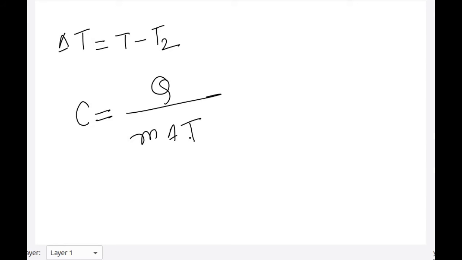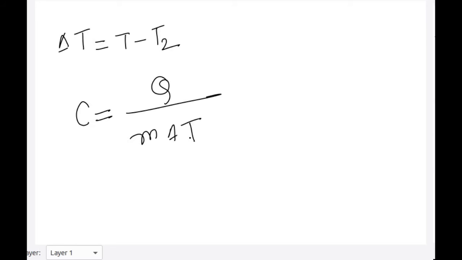So, the specific heat of an object is the energy that is required to increase the temperature of 1 kilogram of the substance by 1 degree Celsius. We can define another quantity, that is heat capacity, which is the energy required to increase the temperature of any object by 1 degree Celsius.